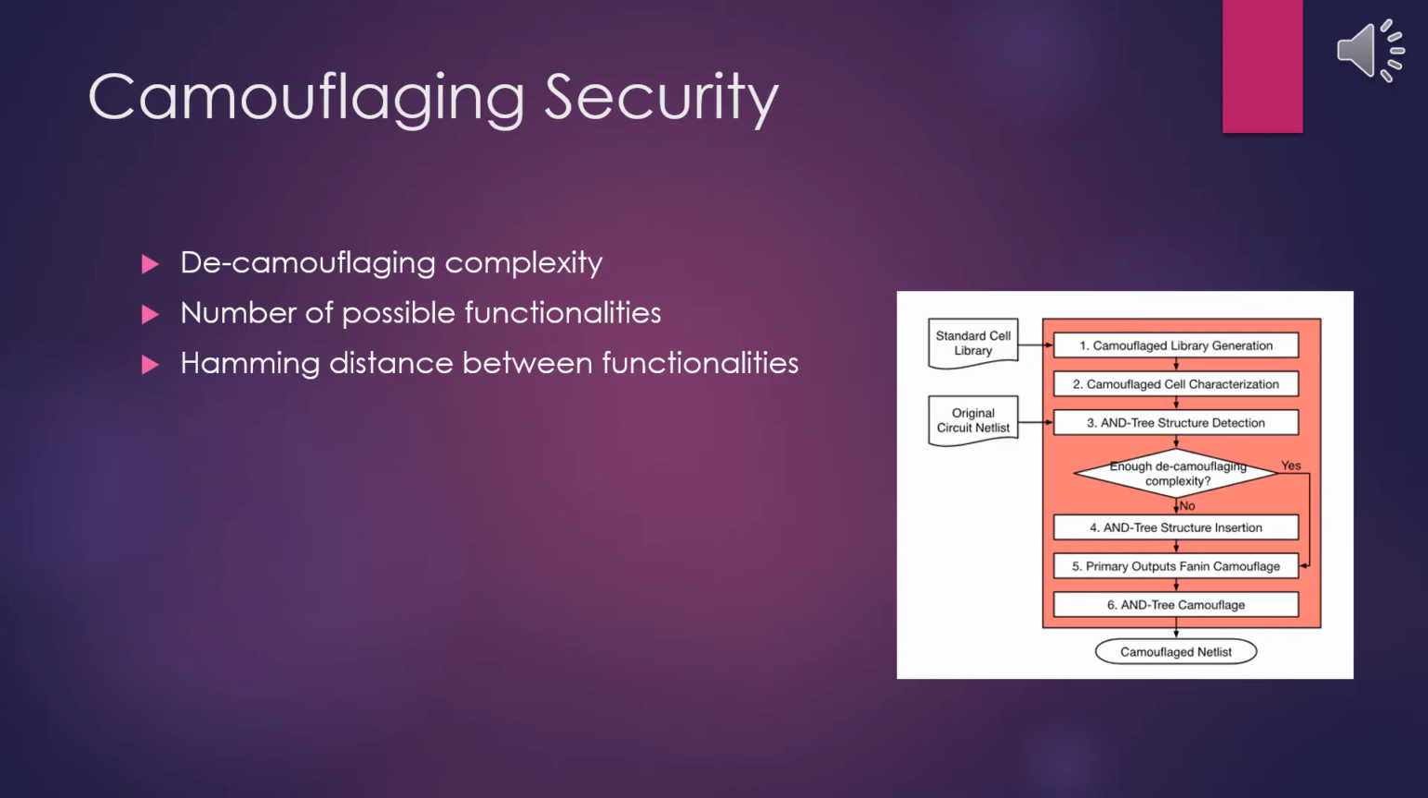Security of camouflage cells can be evaluated through several factors. The first, decamouflaging complexity, refers to how many input-output patterns are needed to determine which functionalities are false. It can be determined through the number of possible functionalities and uses a satisfiability-based strategy, assuming an attacker would be choosing patterns selectively to optimally determine the true functionality. Other ways to increase the security of a camouflage cell include increasing the number of possible functionalities, which makes the true functionality harder to guess, or increasing the Hamming distance between functionalities, which creates greater overlap in the potential outputs. The diagram shows a camouflaging design flow, showing the different steps in the process.